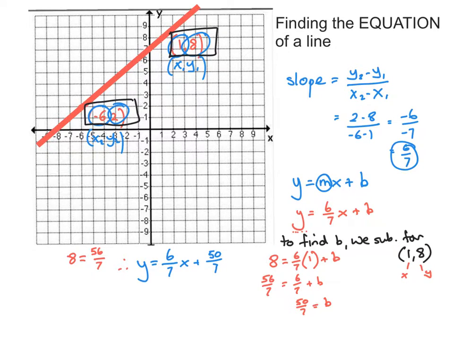Of course, we can put this into standard form by multiplying everything by 7. And 7 times y is 7y. 7 times 6 over 7 is 6x, because the 7s cancel out. And then 7 times 50 over 7 is 50, because the 7s cancel out. Standard form says that x has to be positive, so we bring the 7y this way, minus, and we take the 50 the other way, negative 50. And 6x minus 7y equals negative 50 is the standard form.